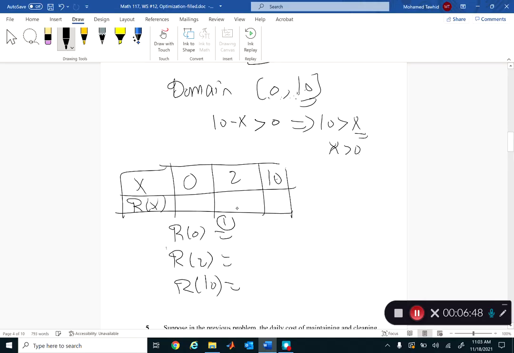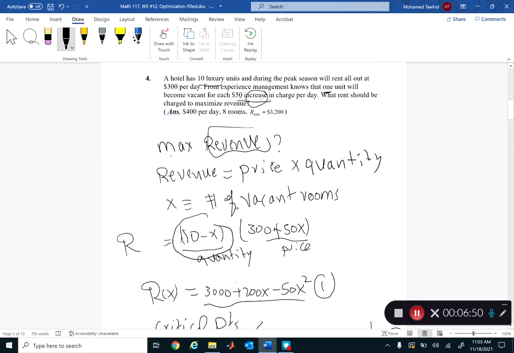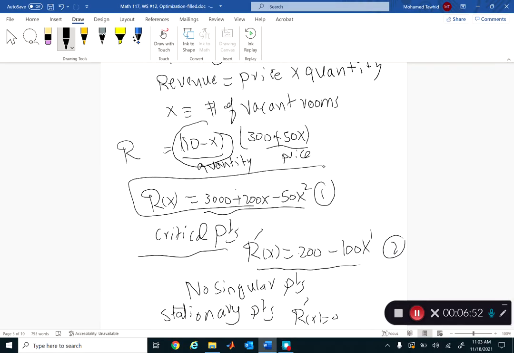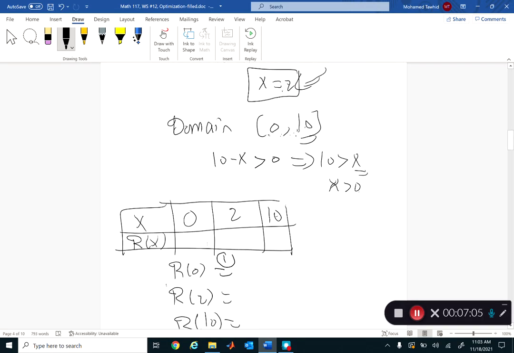I go back to equation number 1. Where is equation number 1? Here. Look what you have here. Just go ahead and replace x by 0. If I replace x by 0, you are going to get 3000. So I write here, when you have 0, you have 3000, right?